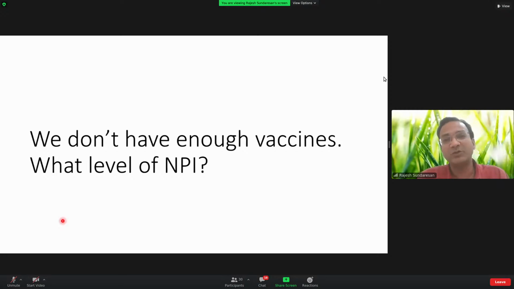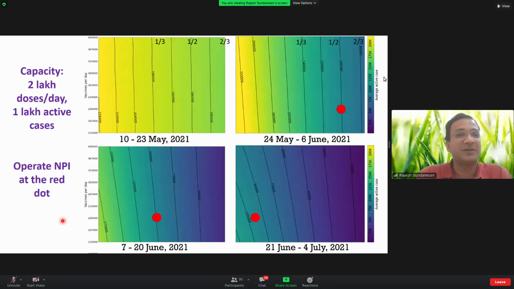The next one is we don't have enough vaccines. So what level of NPI might we have to use in order to manage the pandemic? So very quickly, let us assume that the capacity is, instead of 1.672 lakh doses per day this time, and our health services capacity is capable of providing good care so long as we have under 1 lakh active cases. If that were the case, then during the May timeframe, we would have struggled.